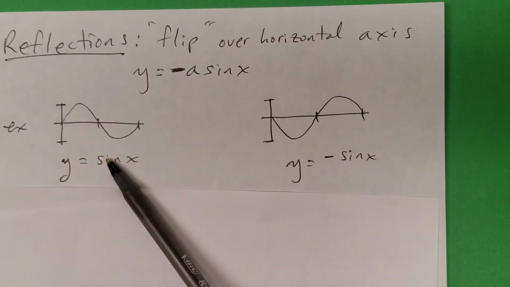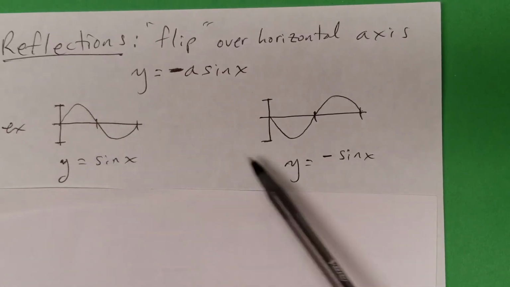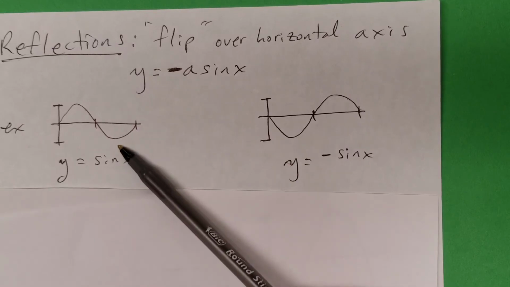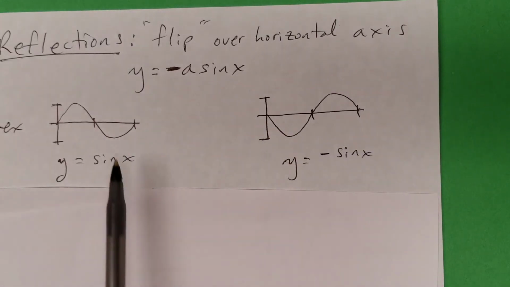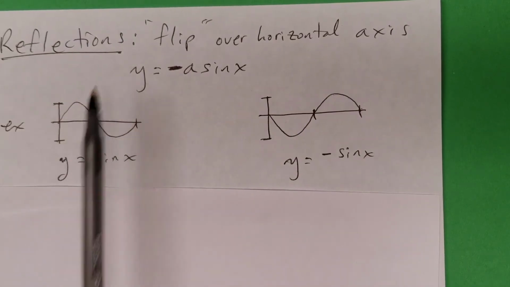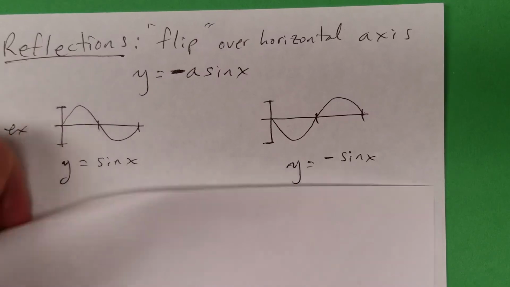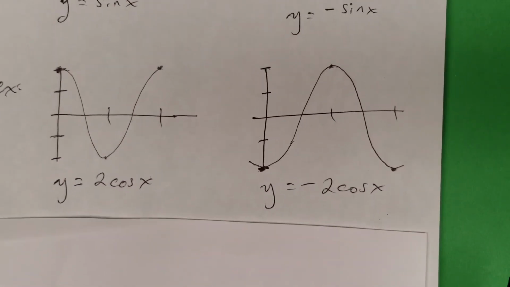So this was on top, now it's on the bottom. This was on the bottom, now it's on top. So it's a reflection. Imagine this being the mirror, and it reflects over the mirror. Okay? Here's how cosine would look.